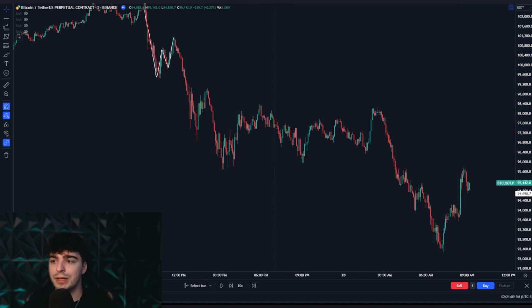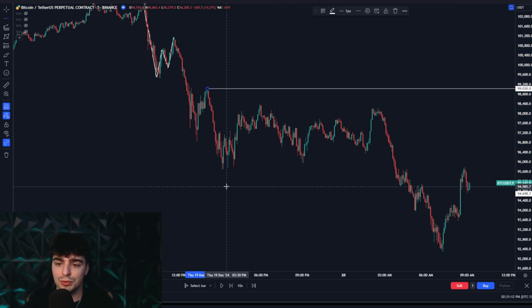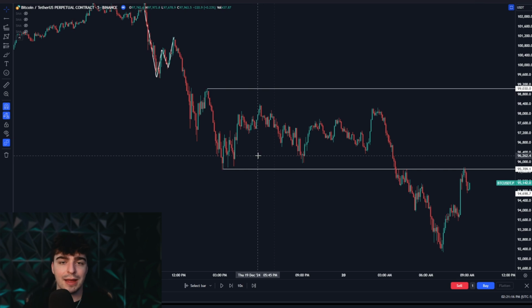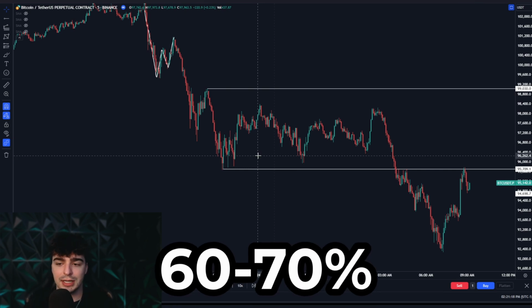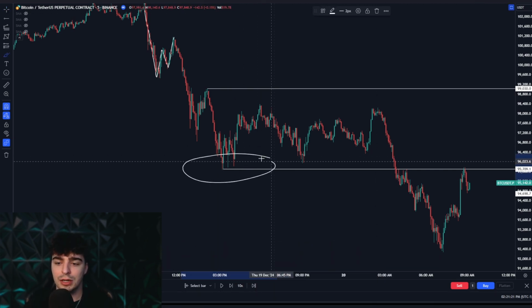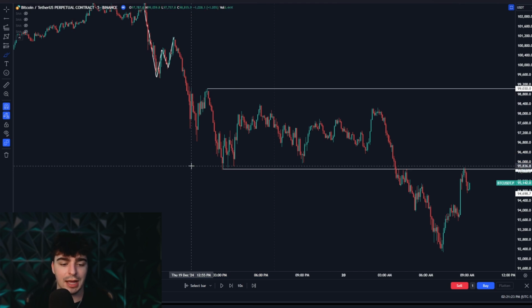What does that really mean for us as traders? It means that if we are buying or selling in between these 2 points here, we have a 60 to 70% chance of making that lower low. So we are always trading in line with the market's expectation.